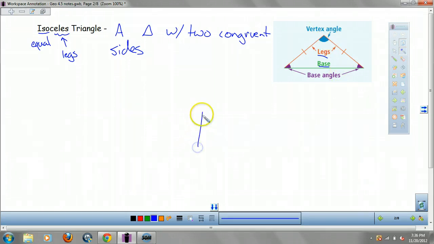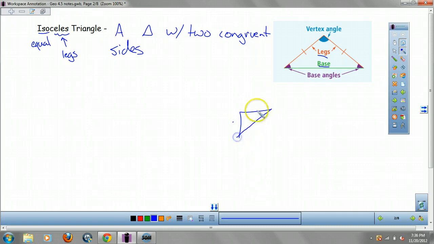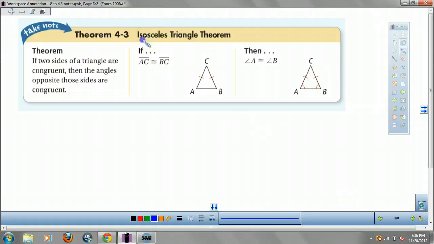So if I were to redraw this, I'd say these would be my two congruent legs. This would be my base angles, vertex. Okay? Alright, moving on. We have an isosceles triangle theorem now.